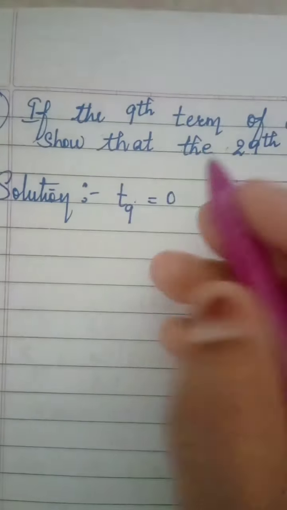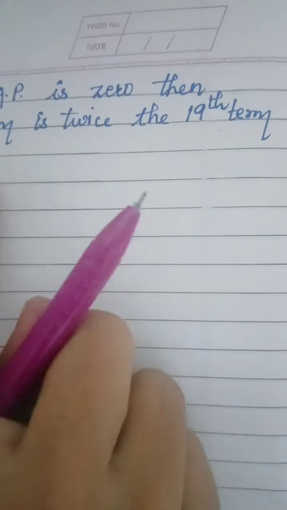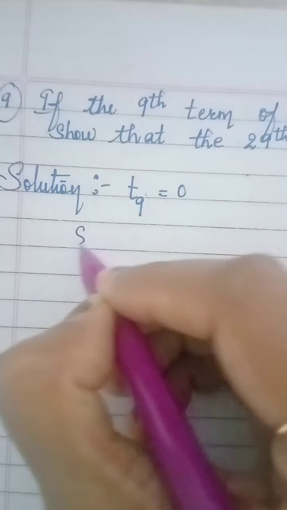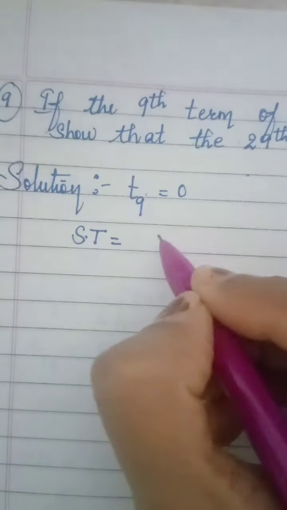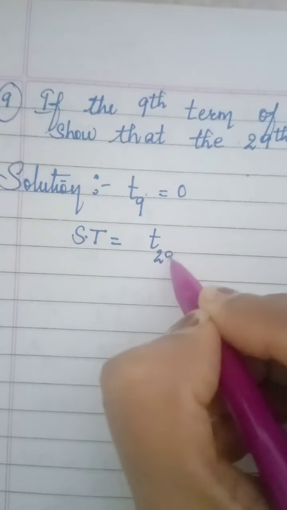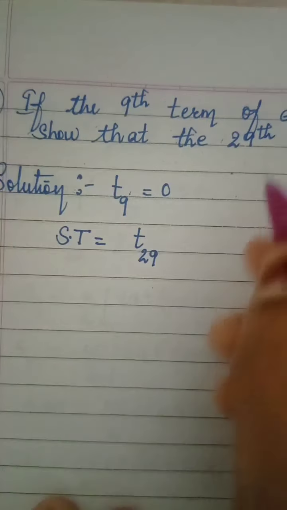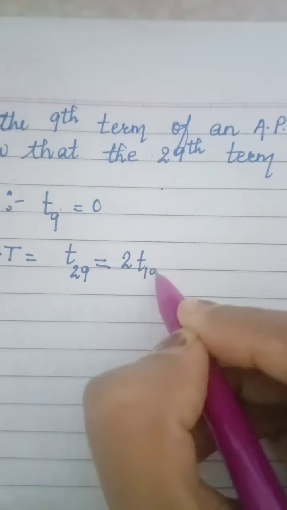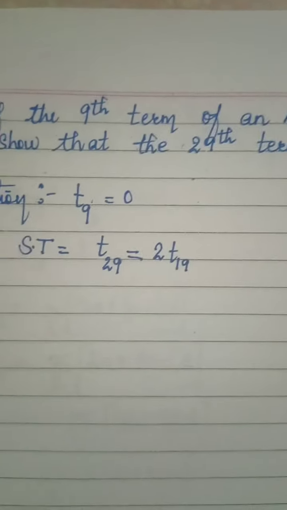Then show that the 29th term is twice the 19th term. So we have to show that the 29th term, T29, is equal to twice the 19th term. Twice means 2 times the 19th term, 2 times T19.